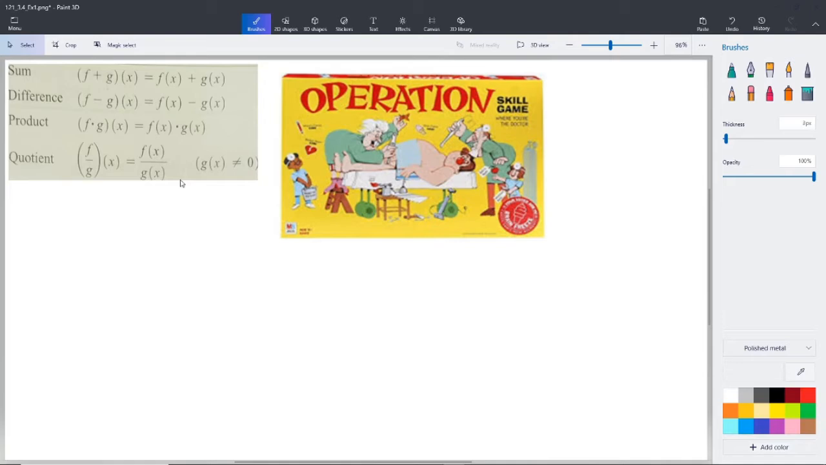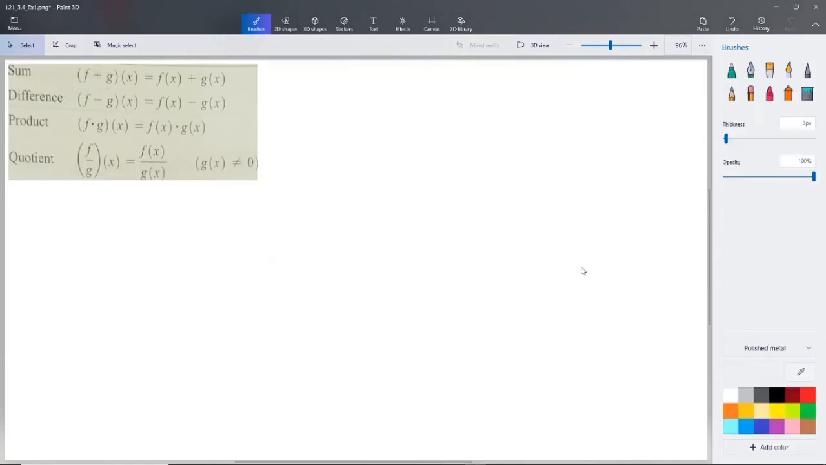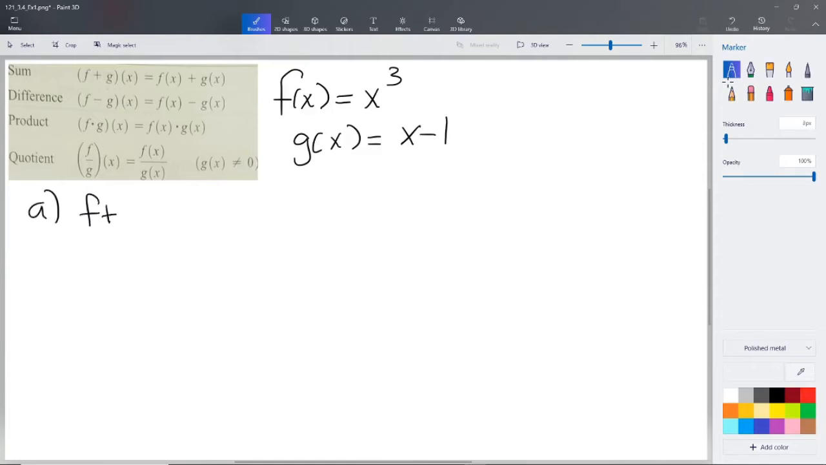All right, so let's look at example 1 on page 263 and see if we can put this in order. Let's get Operation out of here. We don't need that anymore. Example 1 says if f of x is equal to x cubed, and g of x equals x minus 1, then find the following functions and give their domains. All right, part A has f plus g of x.